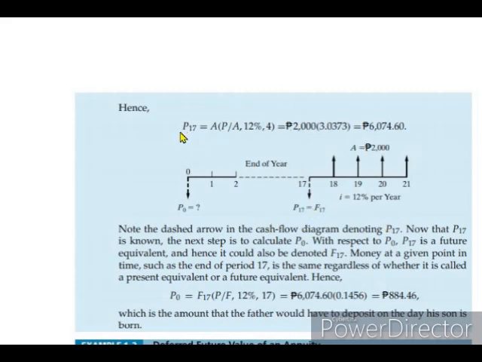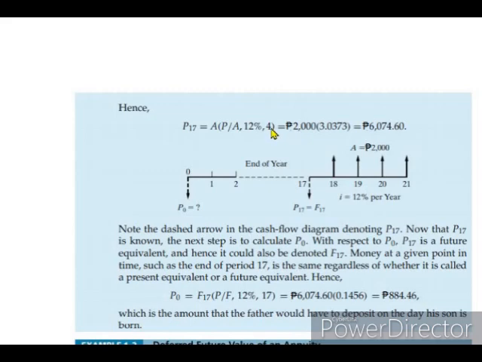Halimbawa, ito, P sub 17, ibig sabihin, yan yung present amount noong sa year 17. Okay? Tapos ito yung formula niya, tandaan nyo yung finding A given P or finding P given A. Okay? So, ito yun sa pangalawang module nyo. Ito rin yung formula niya. Or pwede ka rin tumingin dun sa appendix C. Okay? Pwede mo makita yan.